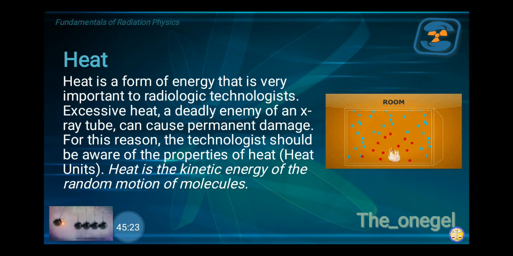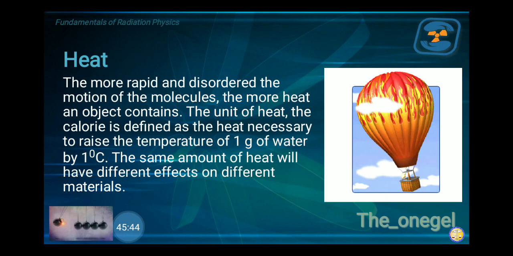Heat is the kinetic energy of the random motion of molecules. One application is why we have air conditioning: we have to prevent heat units from rising, or if they do rise, we need to compensate through an air-conditioned X-ray room. The more rapid and disordered the motion of molecules, the more heat an object contains. In physics, the unit of heat, the calorie, is defined as the heat necessary to raise the temperature of 1 gram of water by 1 degree Celsius. The same amount of heat will have different effects on different materials.